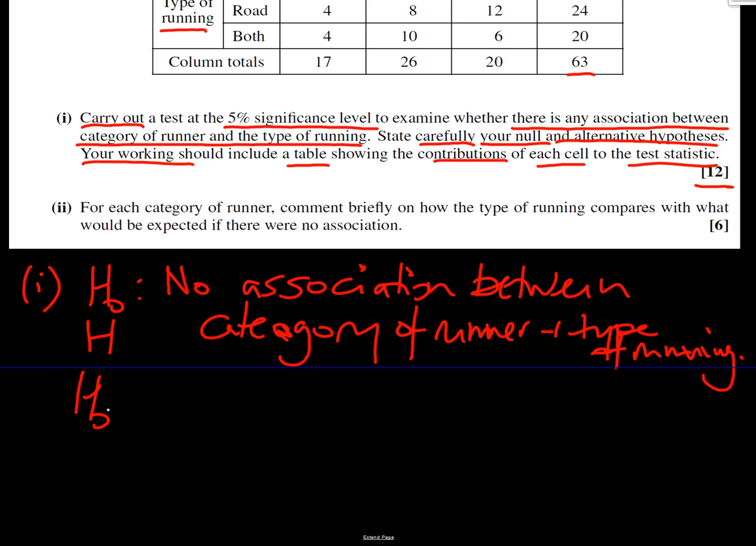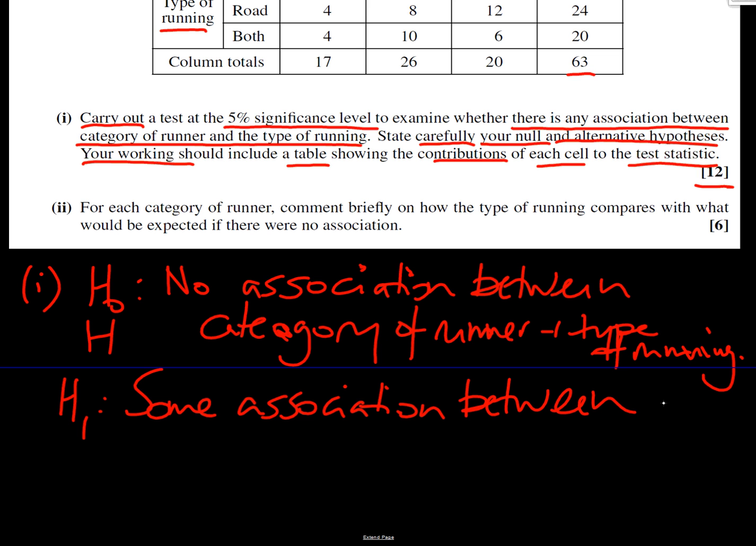H1 is going to be that there is some association. We don't know what it is. We're not saying which direction it is, but pretty well always in contingency testing, it's some association between, and I'd write out the same words again. So that's our starting point, isn't it? And we're going to calculate our chi-squared. It's our test statistic from the data. We're going to get our critical value from the 5% and the degrees of freedom, and we're going to compare those and reach a conclusion.